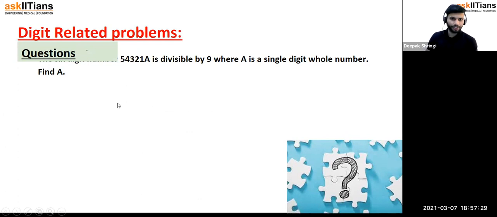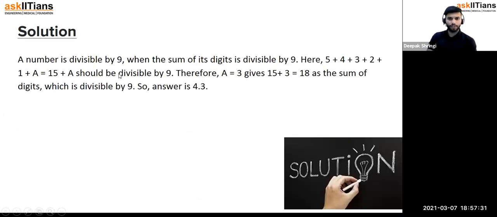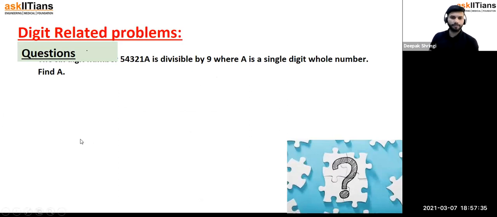Okay, I think the question is that there's a number 5432 1a. Yeah guys, the question is that there's a number 5432 1a. If the number is divisible by 9, find the value of a. So now we are solving the digit related problem where you have to find the digits, right? So for this, you just need to remember the rule of divisibility of 9.